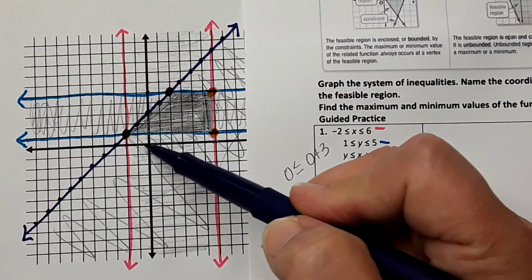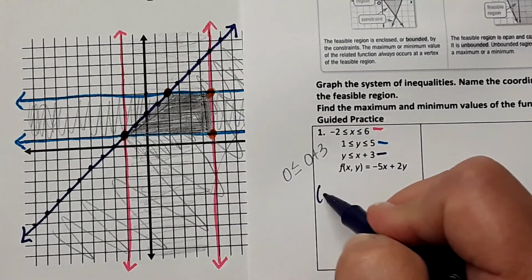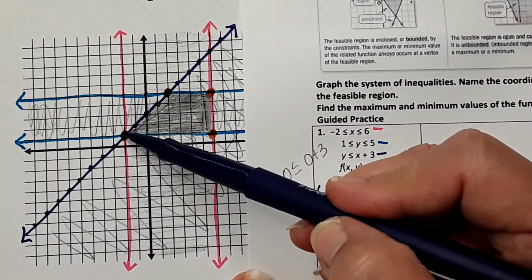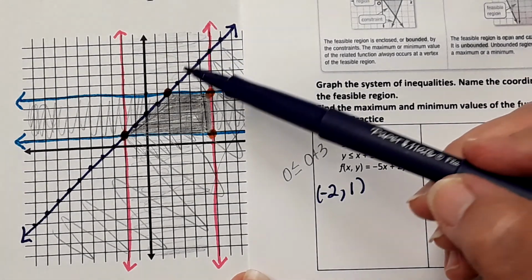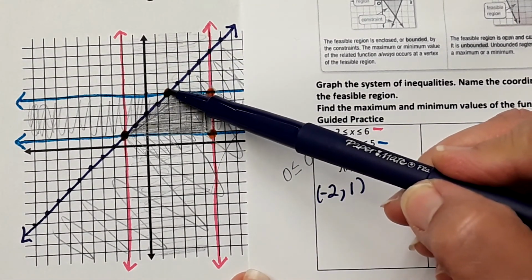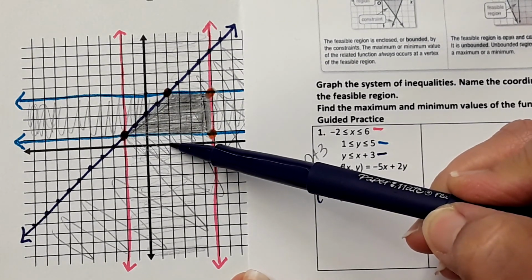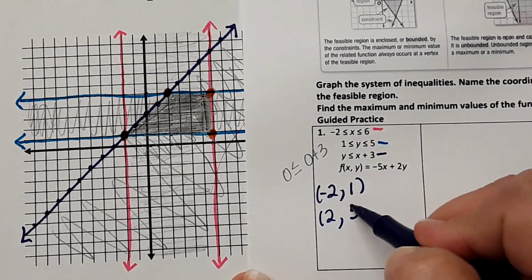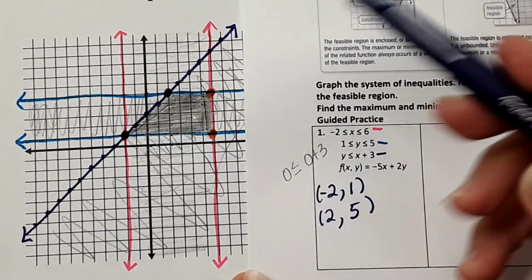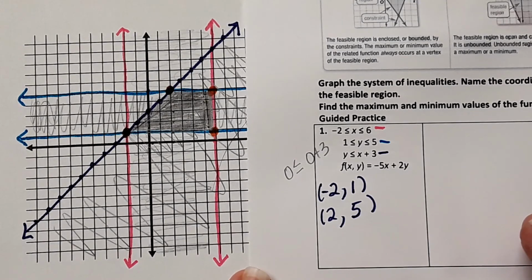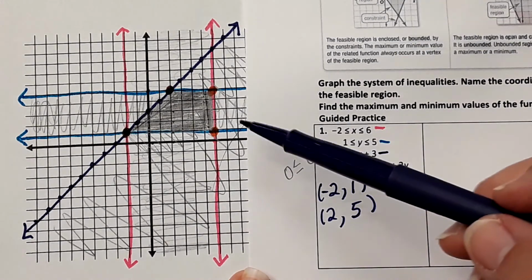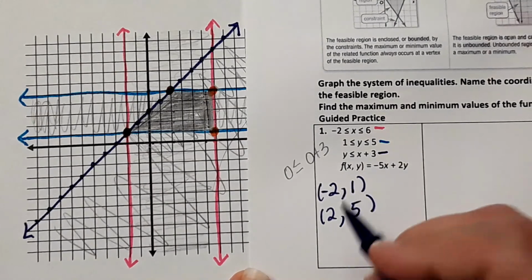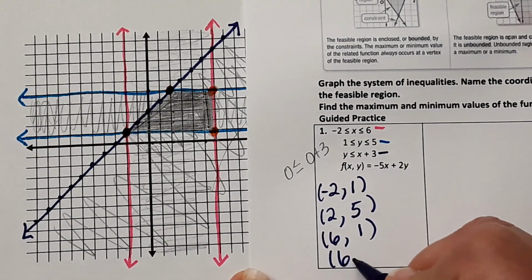So this is over 1, 2, right? So -2, and we went up 1. So that's -2, 1. That first one right there is -2, 1. Then this one right here, what's this vertex? Over 1, 2, and 1, 2, 3, 4, 5. So 2, 5. Is that what everyone got? Please check, because Miss Fleury has this awful habit of making mistakes. And then this one, is this one 6? 1, 2, 3, 4, 5, 6. So 6, 1? And then is it 6, 5?